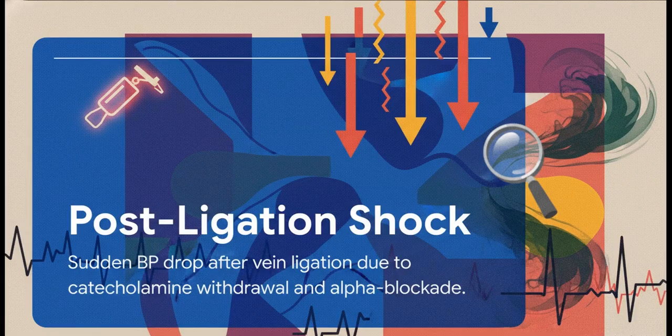But then, the exact moment the adrenal vein is clipped, boom, you immediately face post-ligation hypotension. This is a sudden, profound drop in blood pressure immediately following that vein ligation. Because of the abrupt withdrawal of catecholamines combined with your patient's residual alpha blockade, you have to instantly switch gears. You're now managing rapid onset, profound shock.